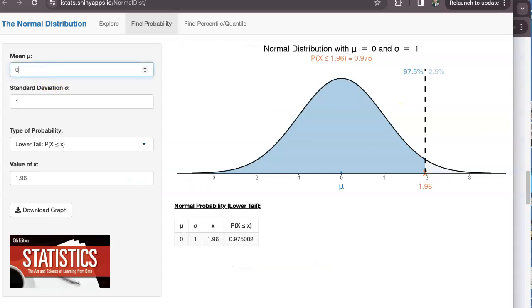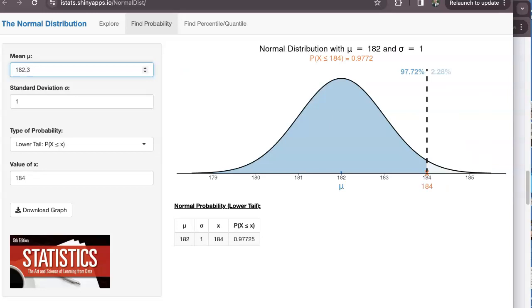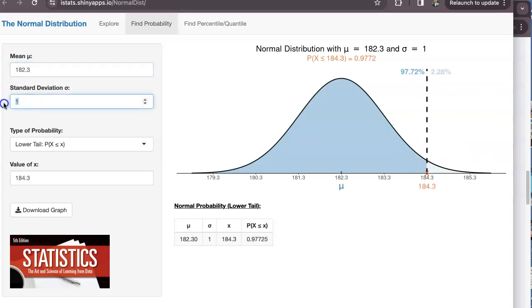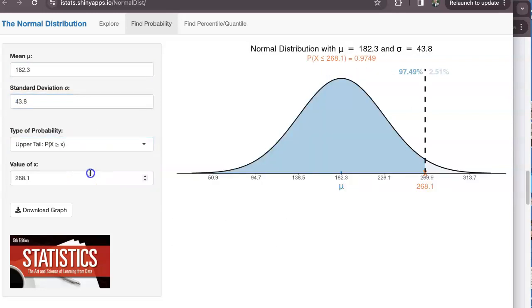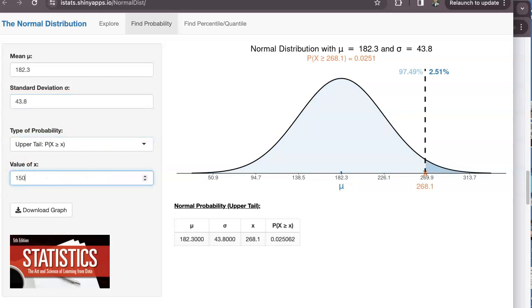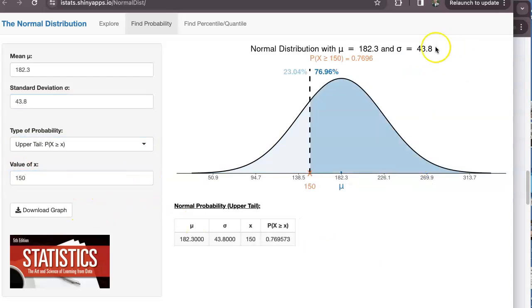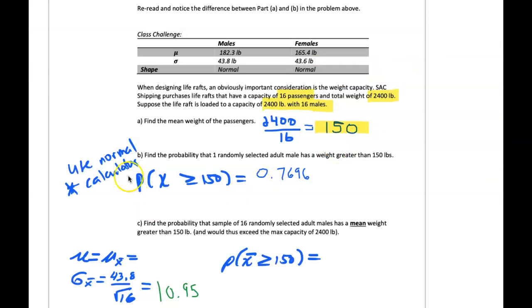Again, we're looking for the probability that a single male weighs more than 150 pounds. So we know the mean is 182, standard deviation 48.3, and then we can just calculate greater than, the upper tail, and you put 150 in there. And we got it. So now we have the answer. There is a 76% chance, right, that a single individual male will weigh more than 150 considering this distribution. So the answer to that question, using that normal calculator ARTISTAT, is 76.96%. That's the probability, or 0.7696.